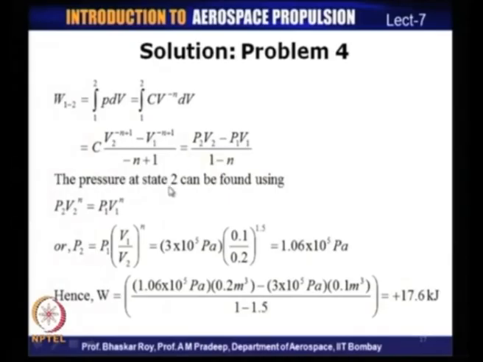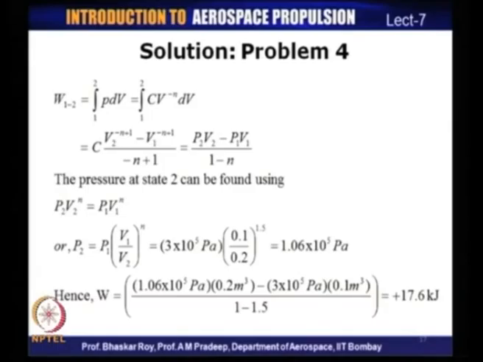Now, the pressure at state 2 we can find using the expression P2 V2 raised to n is equal to P1 V1 raised to n, because we know that this is a PV raised to n equal to constant process. So, we can find pressure at state 2 from this equation. P2 in this case is equal to P1 times V1 by V2 raised to n.